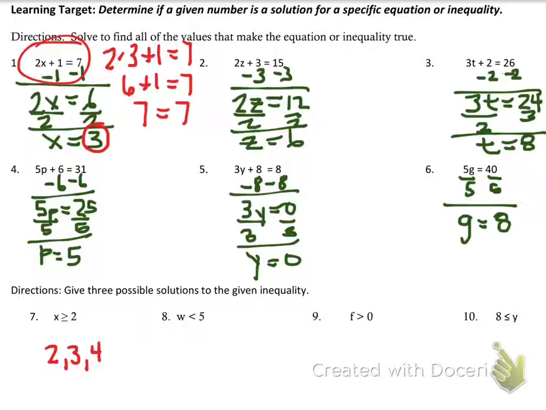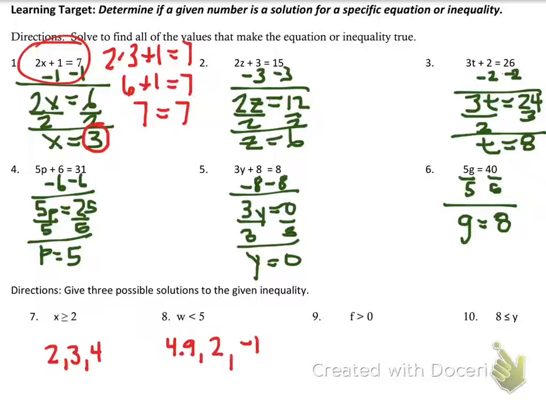Okay, number 8, anything less than 5. W is less than 5. Well, I can't use 5 because 5 is not less than 5. But I could go 4.9. That's less than 5. So is 2. So is -1. Those are all less than 5.